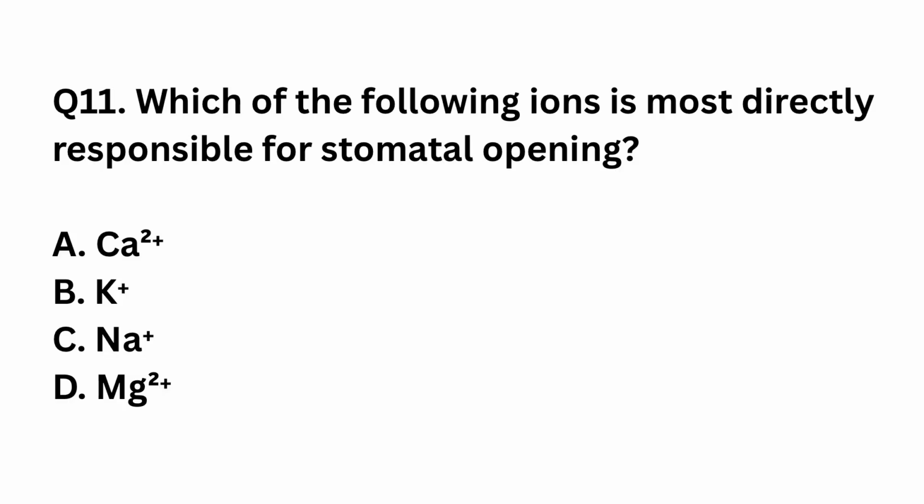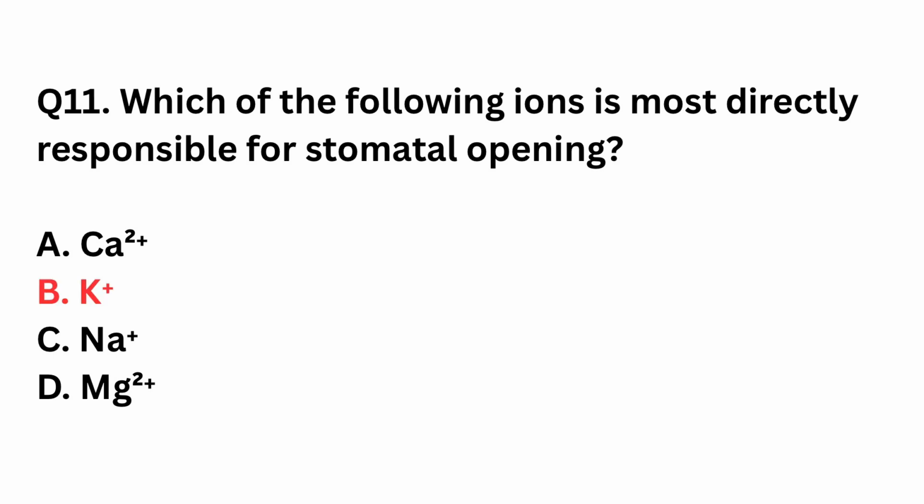Question number 11. Which of the following ions is most directly responsible for stomatal opening? Calcium ion, potassium ion, sodium ion, magnesium ion. The right answer is option B. Potassium ions actively accumulate in guard cells, lowering water potential. This causes water influx, making guard cells turgid and opening stomata.